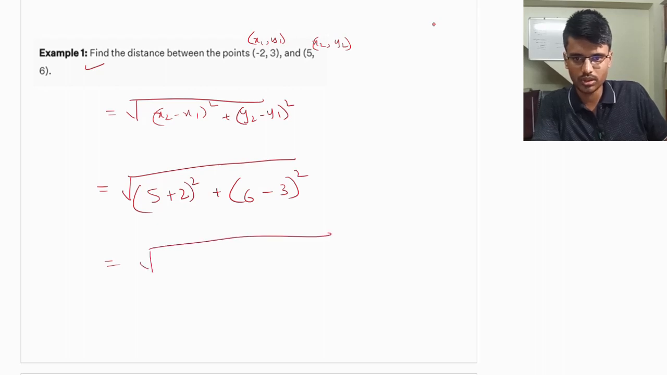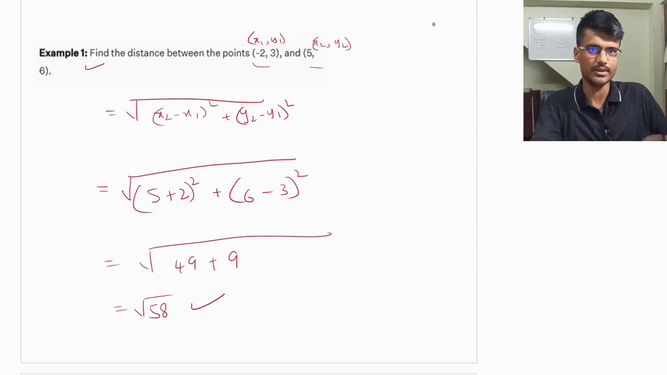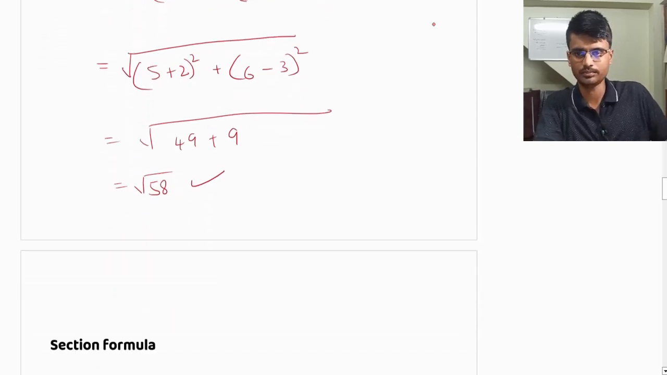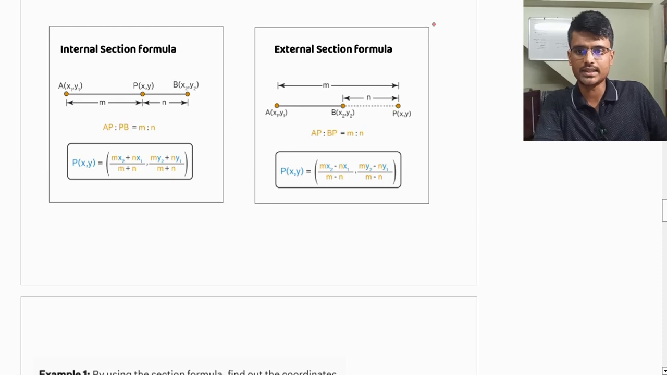square root of (5 plus 2 is 7) 49 plus (6 minus 3 is 3) 3 square is 9. 49 plus 9 is 58. Root 58 is the answer. So the distance between these 2 points is root 58. So this is how you solve the question. Okay. Moving on. Next is again an important thing.